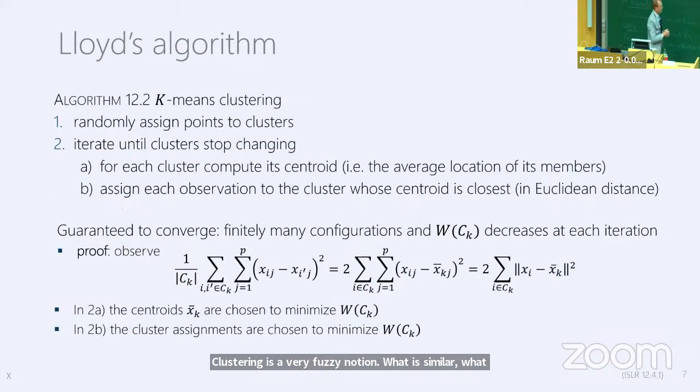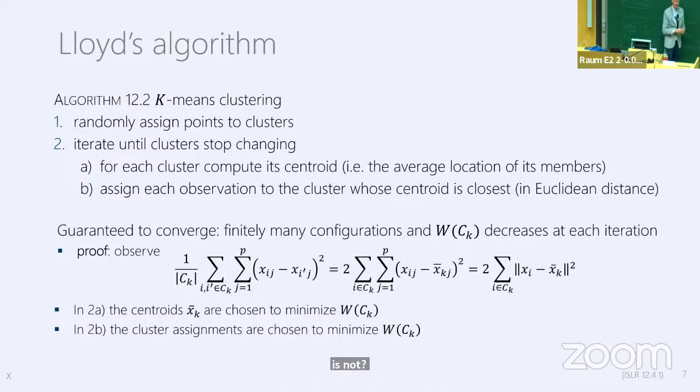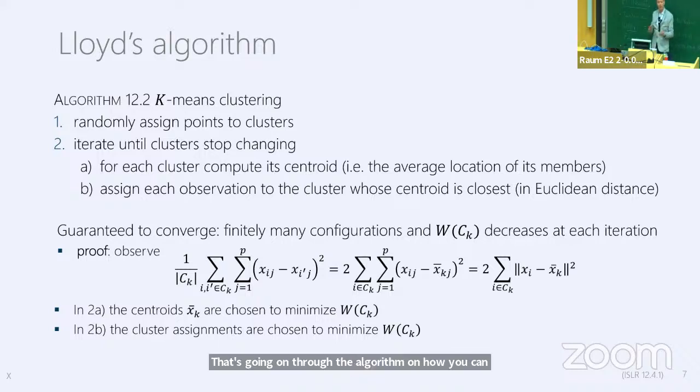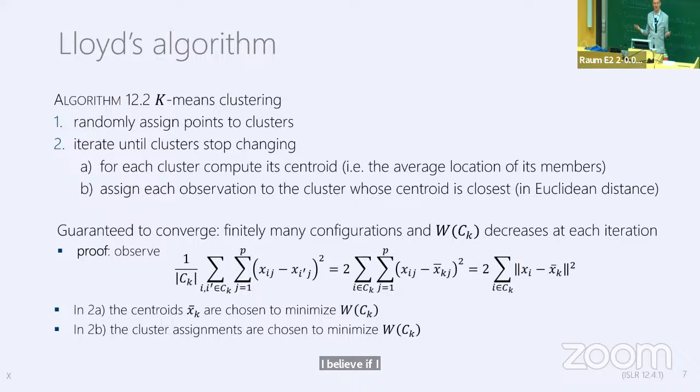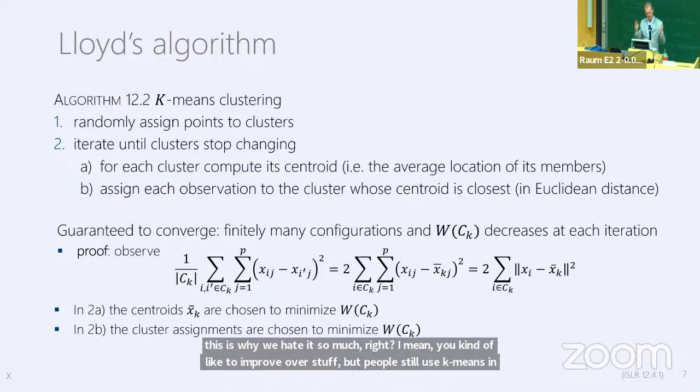Good. Let's go now to the algorithm on how you can find k-means clusterings. It's called Lloyd's algorithm, very classic. If I recall correctly, it's from about 1967. It's ancient, and this is why we hate it so much, right? You kind of like to improve over stuff, but people still use k-means in practice. There's been a very slight improvement in the last few years, but still.